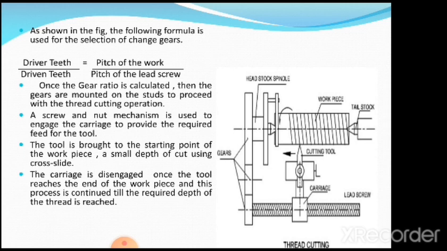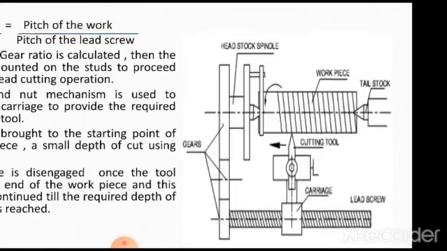A screw and nut mechanism is used to engage the carriage to provide the required feed for the tool. Once the driver teeth, driven teeth, and pitch of the work ratio is selected, then we can start engaging the carriage with the lead screw to start the thread cutting operation. The tool is brought to the starting point of the workpiece, with a small depth of cut using the cross slide. This is very, very important.